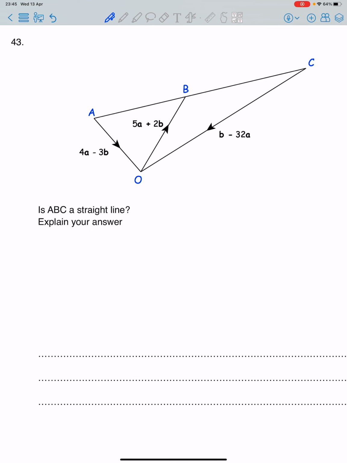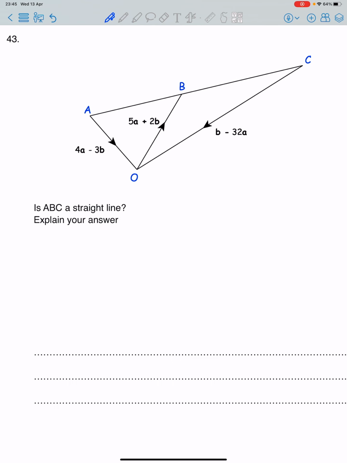We've got a vector question. Is ABC a straight line? Explain your answer. Okay, well, the way we need to do this is we just need to work out what is the vector AB and what is the vector BC. That's what we need to work out. Okay, so what is the vector AB?